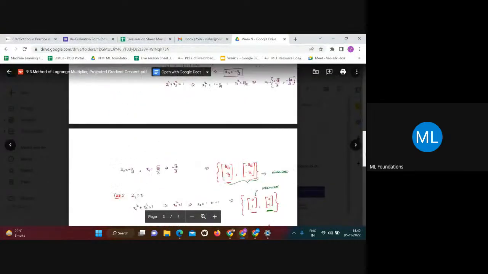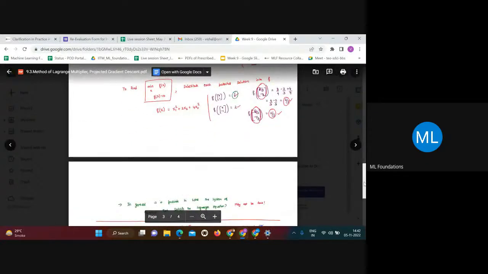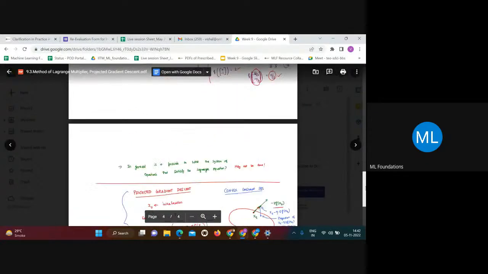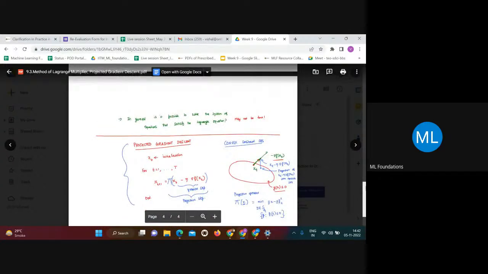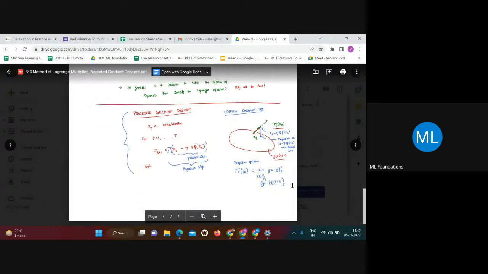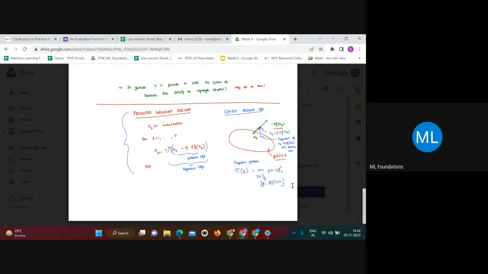So with the help of Lagrange multiplier we can solve many of the problems, but not all problems can be solved with it. Here we just briefly talked about the projected gradient descent. Okay, so here what happens?